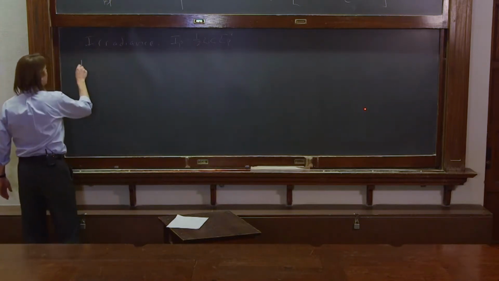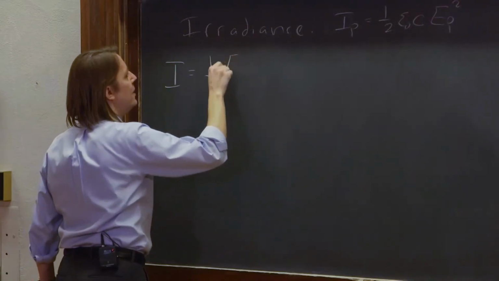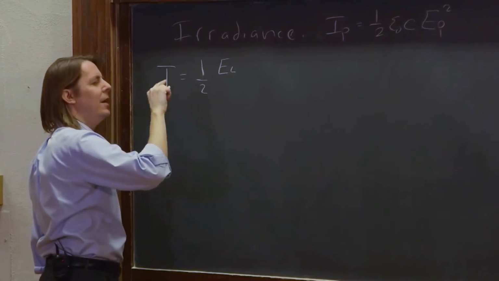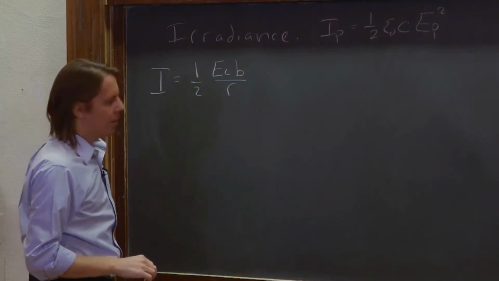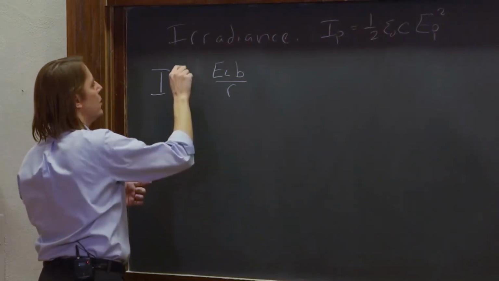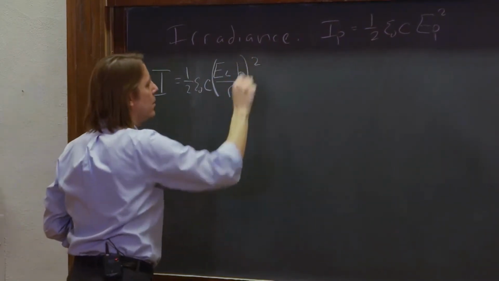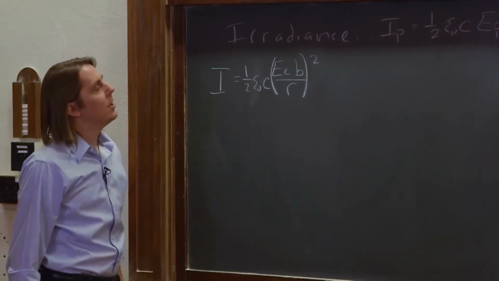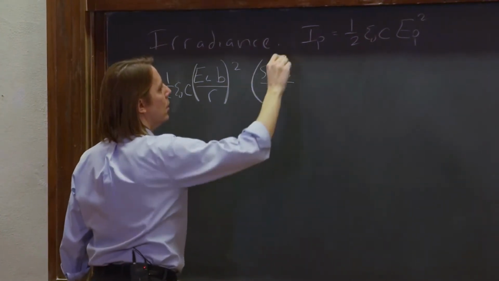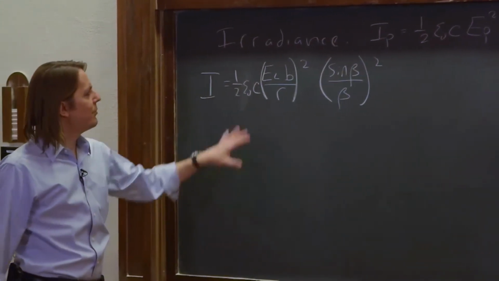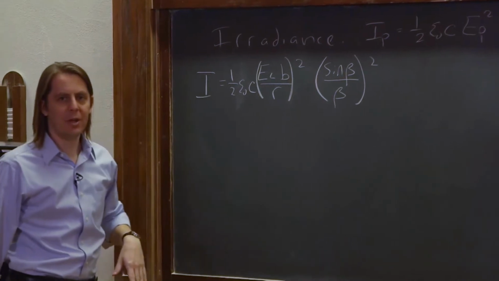So in our case, that will be 1/2 epsilon naught c times, the field amplitude per unit width times the width over R, squared, times sine beta over beta squared. And just like before, this is the basic wave that's coming, and this is the diffraction pattern that you get on the screen.